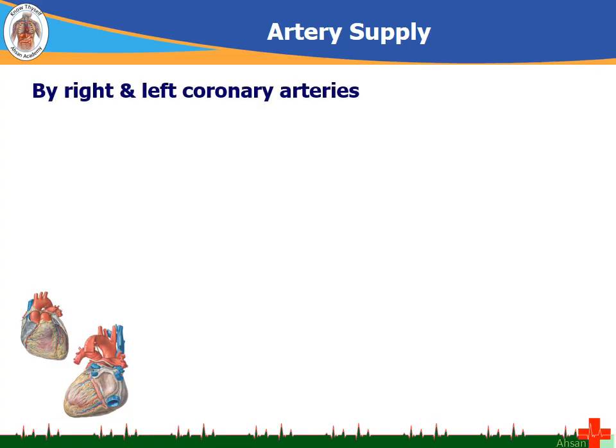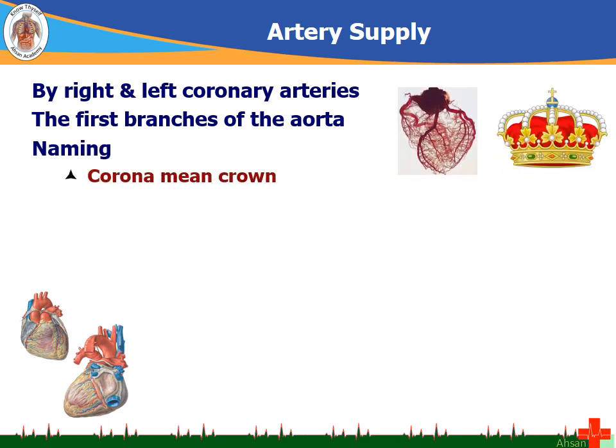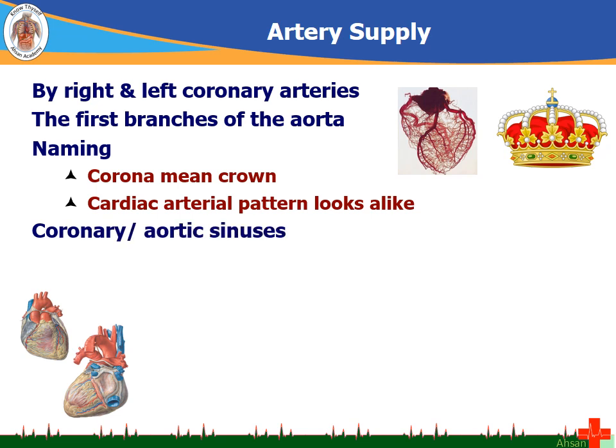Heart is supplied by two coronary arteries, right and left. These are the first branch of the ascending aorta, and this is named as coronary artery because it looks like the total artery when made a cast. Then it looks like the crown of the king. Because of this shape, the arterial pattern looks like the crown, that's why it is known as coronary artery.